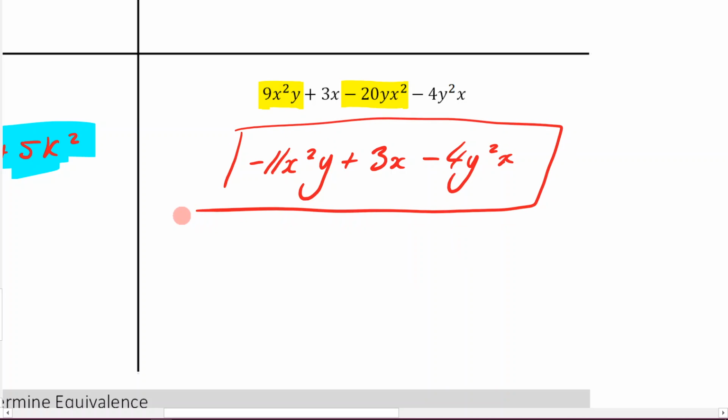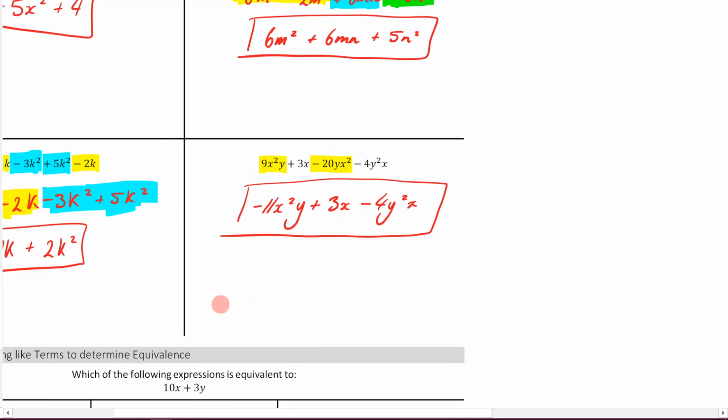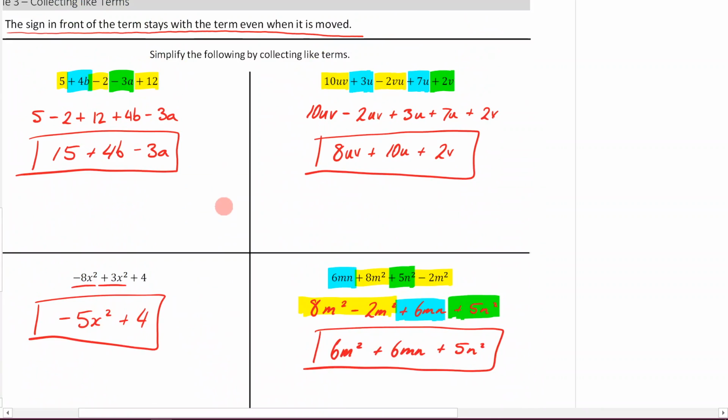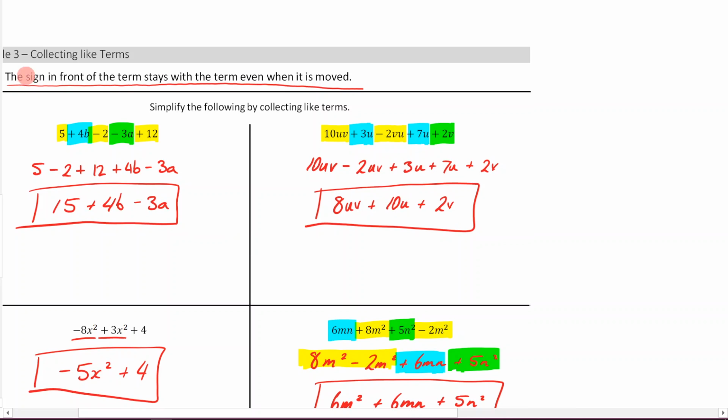So I skipped a few steps there in answering that. The more examples you do, the quicker you'll be able to answer these questions. So just make sure you're being careful to include that sign in front of it. That is the big mistake that people always make. The big mistake they make is they don't realize they have to include the sign in front of the term.